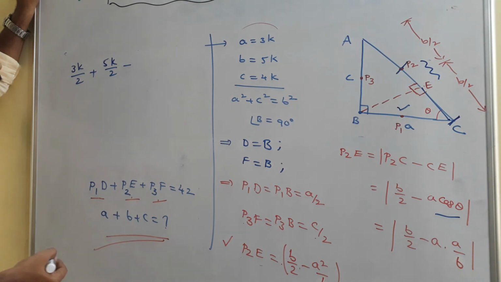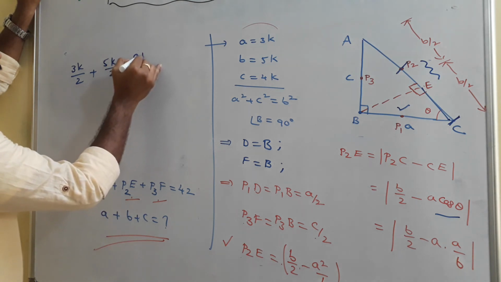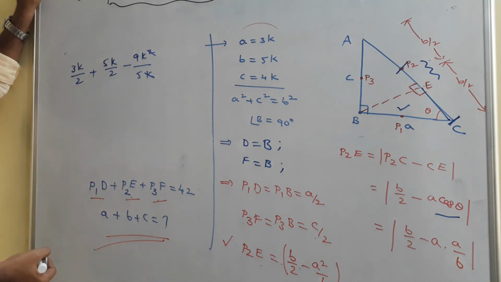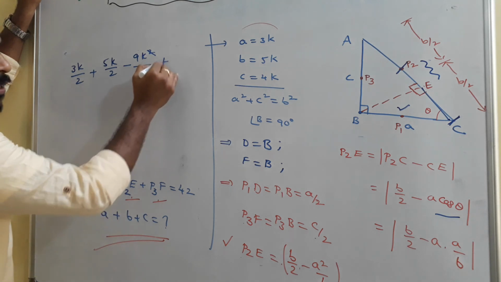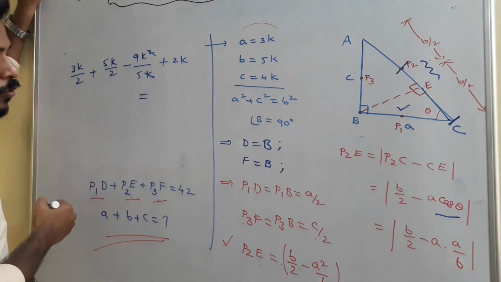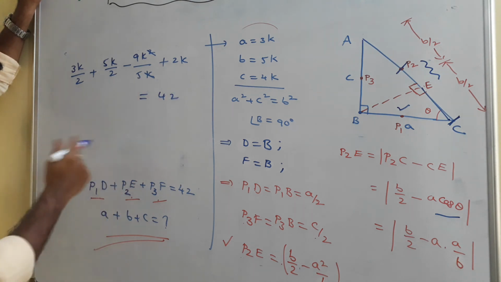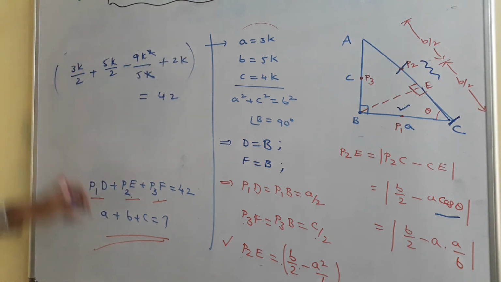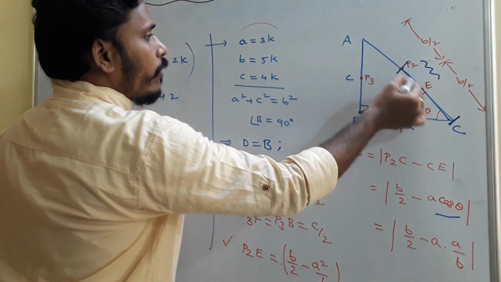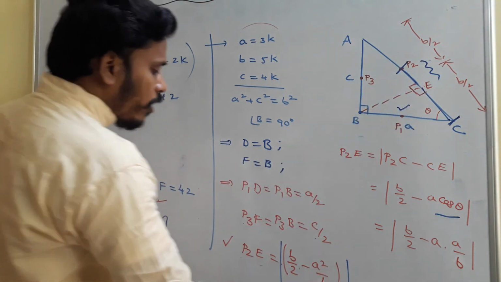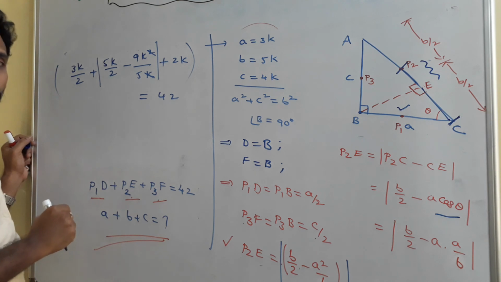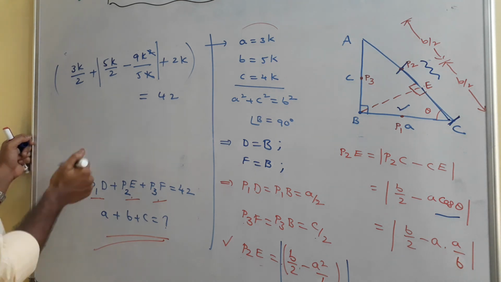A square by B means A square is 9K square by B which is 5K. 1K will get cancelled. Okay. Plus C by 2. C is 4K by 2 is 2K. And that is equal to 42, which is given. Solve it to get the value of K. And here one more thing. This P2E is B by 2 minus A square by B. I am saying P2E is the length between P2 and E. So here you need to take the modulus part actually. Okay. That's why this part will have a modulus. First simplify it. Okay. If it has any minus sign, you need to remove it actually.